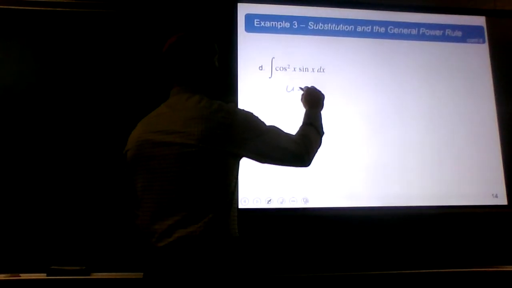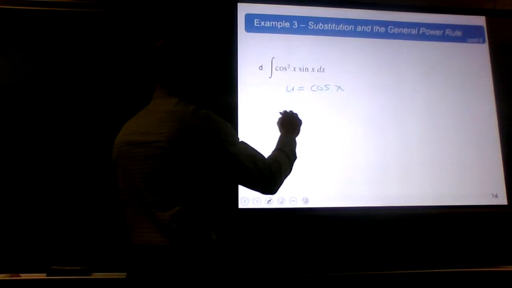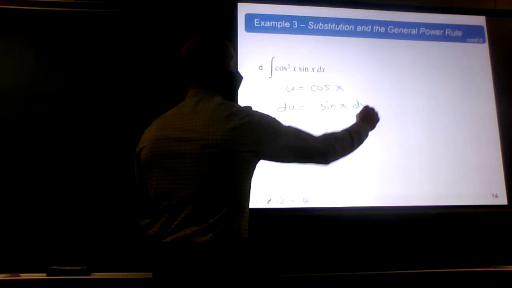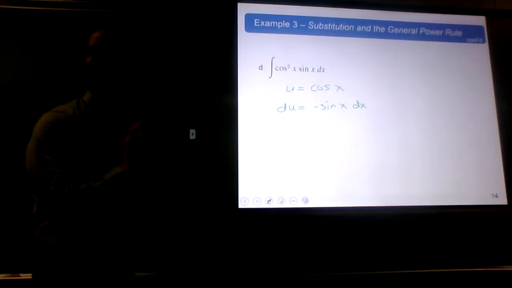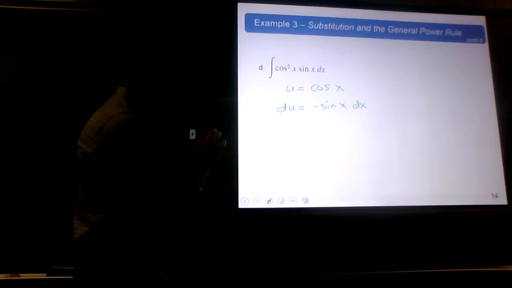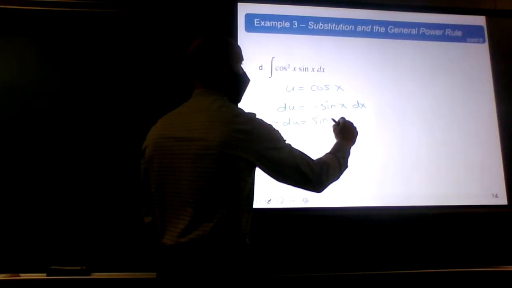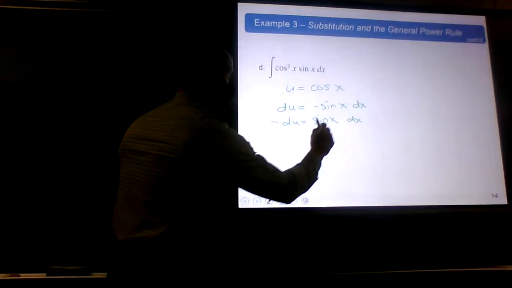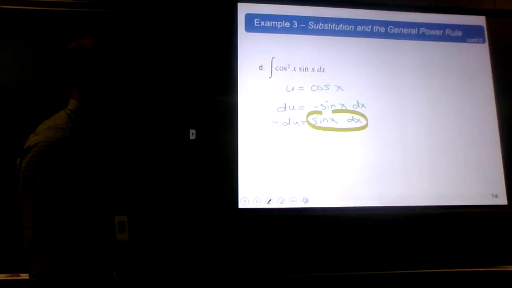You want to let u here be cosine x because the derivative is negative sine x dx. Oh, okay, oh wait, there's no negative. What am I going to do? Yeah, just bump it over to the other side, or divide by -1, however you want to say it. So can you see, what am I going to put in for sine x dx? Well, negative du.